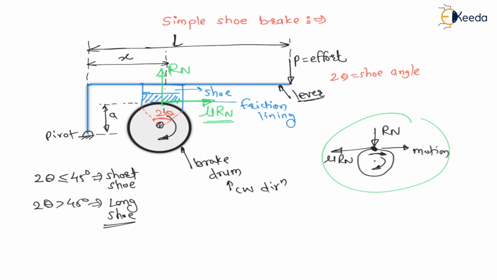Now for a short shoe, there is a uniform pressure at the contacting surface. Because of this uniform pressure, there is a uniform wear rate at the contacting surface, right? And for a long shoe, whenever 2 theta is more than 45 degrees, there will be non-uniform pressure at this contacting surface. Therefore there will be non-uniform wear, right?